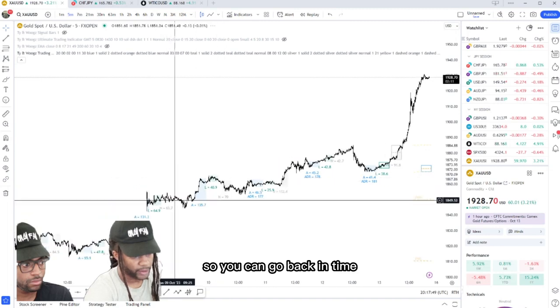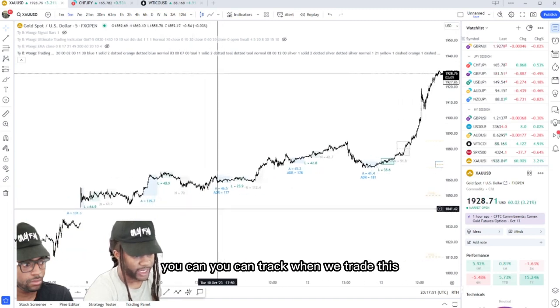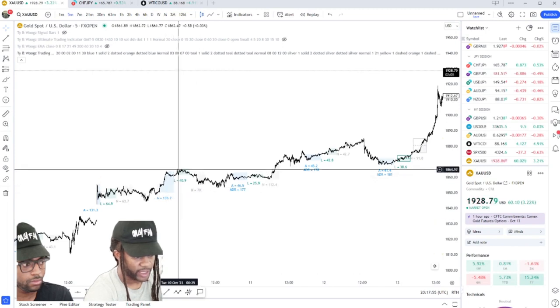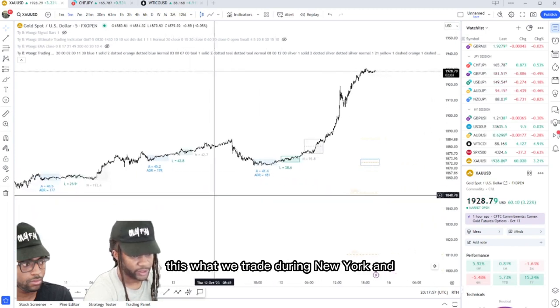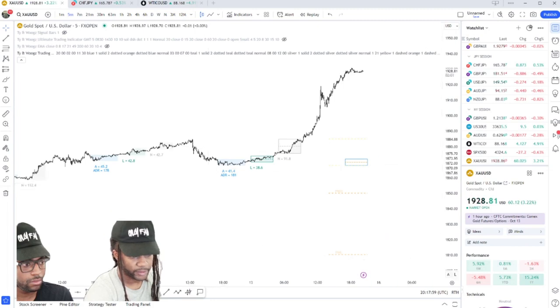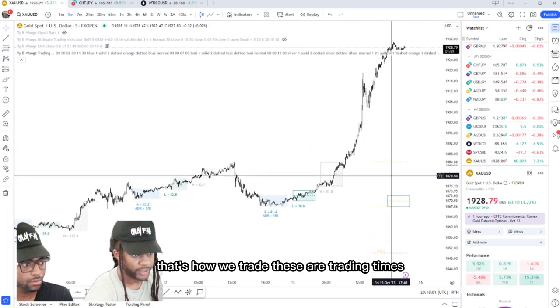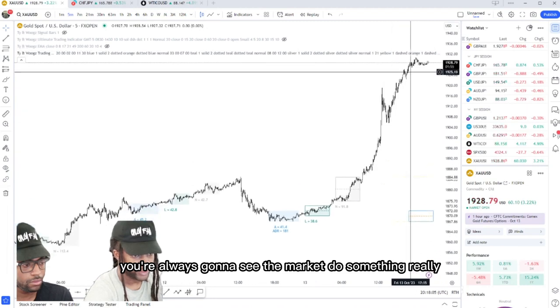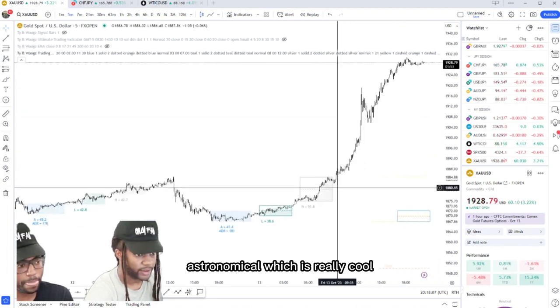When there's a London session, you see it green, and when there's a New York session, you'll see it gray. So you can go back in time and track when we trade. Just the times we trade when it's the Asian session, this is where we catch our trades. This is where we trade during London. This is where we trade during New York. That's how we trade. These are our trading times. And on Fridays, you're always going to see the market do something really astronomical, which is really cool.